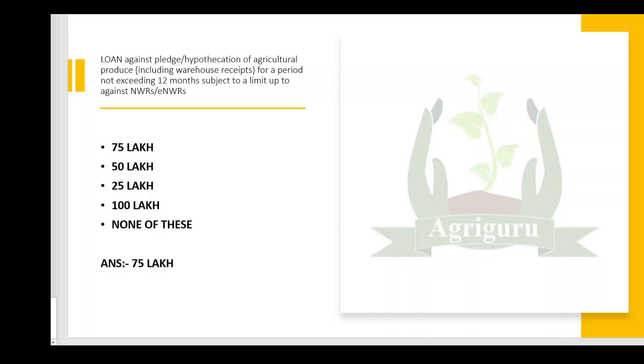Then a loan against the pledge of agricultural produce including the warehouse receipts for a period not exceeding 12 months, subject to a limit up to, against NWRs or eNWRs. It is 75 lakhs. It is again a question from the current affairs section. So it is an agricultural produce jo ki 12 months ke limitation mein hota hai. To isme hum 75 lakhs tak ka loan liya ja sakta hai.